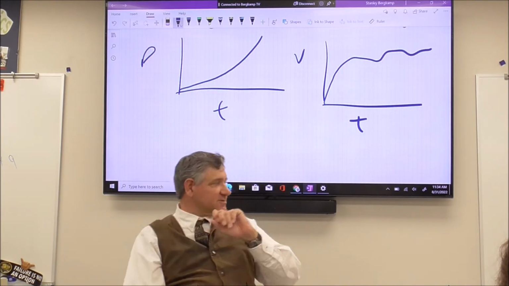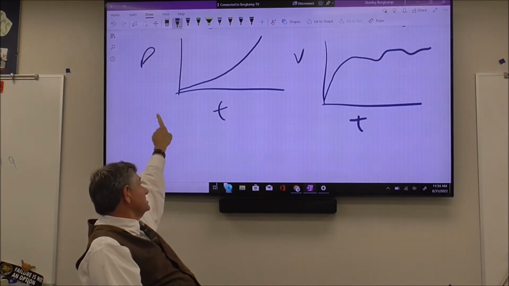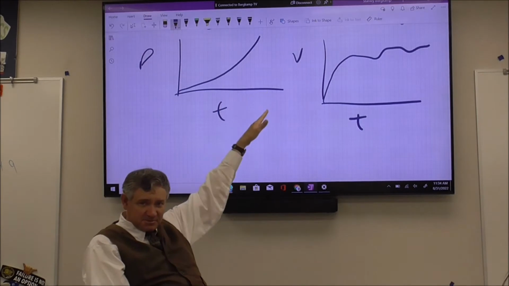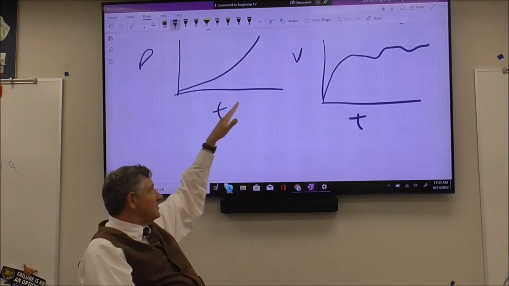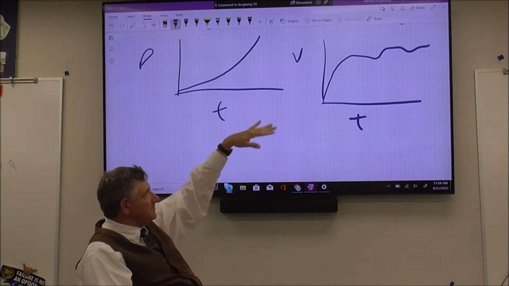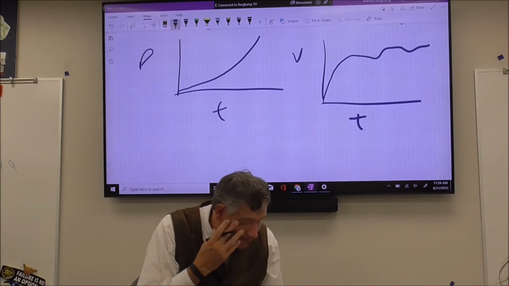So hopefully your position time graph looks something like this, where this is kind of a shallow curve at the beginning, and then that line becomes pretty linear. And then your velocity time graph is going to start at 0, 0, it's going to spike up and then pretty much go horizontal. Typically, that's what it would look like.